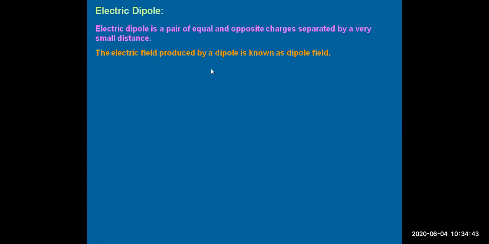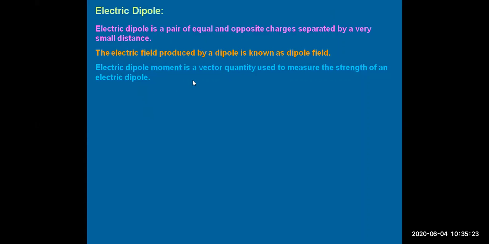Electric field which is produced by the dipole, we call it as the dipole field. First definition, what is dipole? Your second definition, what is dipole field? The electric field which is produced by a dipole, you call it as a dipole field. Third definition, you're going to learn what is dipole moment. So this electric dipole moment is a vector quantity, meaning it has both magnitude as well as direction, and it is used to measure the strength of your electric dipole.